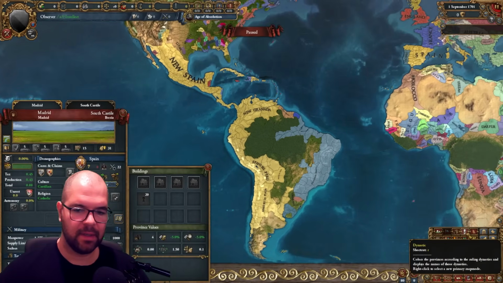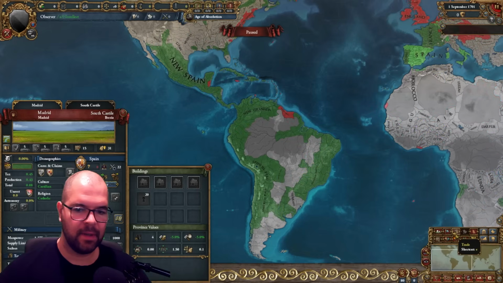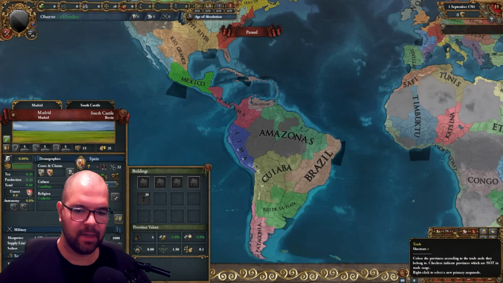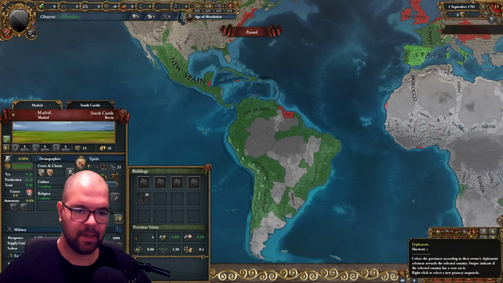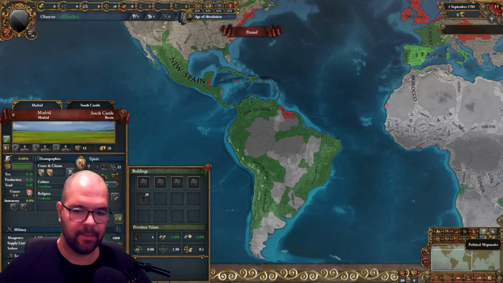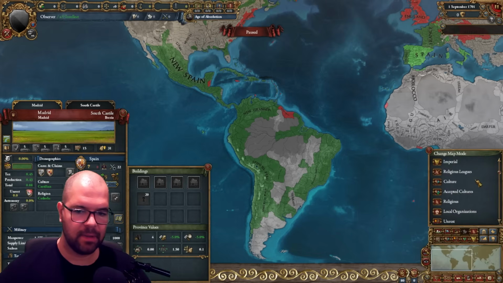Spain, and then let me see if I can see a map mode where I can see political, diplomatic. Let me see imperial, religious, culture, religion, diplomatic, truth, federation, great powers.